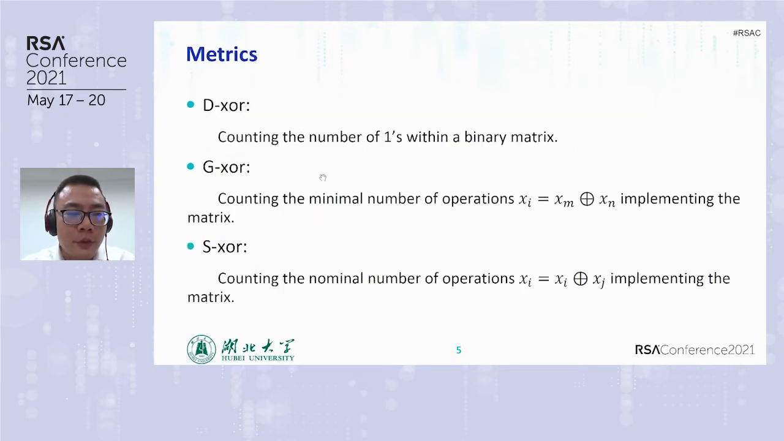Here, I would like to introduce the metrics of XOR first. The DXOR counts the number of ones within a binary matrix, the GXOR counts the number of operations like this, and the SXOR counts the number of operations like this.